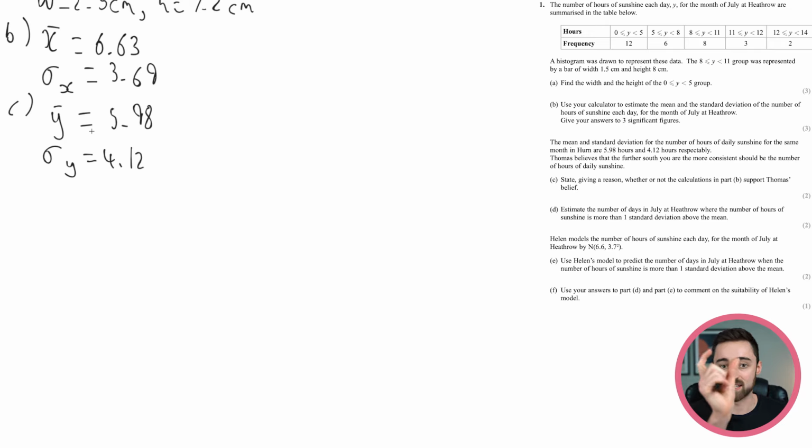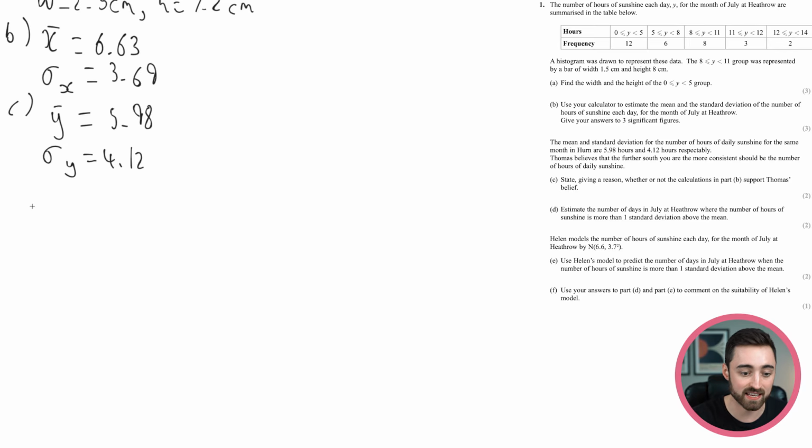So for example, if the mean is 6.63, but the standard deviation's really high, it's like, okay, my mean's here, but loads of the time they're over here, they're all the way over here. If my mean was 6.63, but I've got a tiny standard deviation, it's like, yeah, the average is 6.63 and they're usually really close to that. So basically, if I have a lower standard deviation, I don't vary as much from the mean and I'm more consistent.